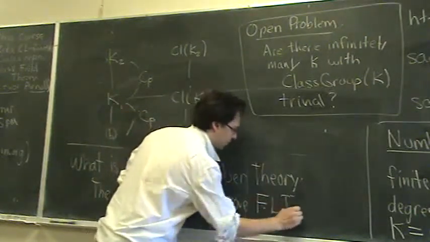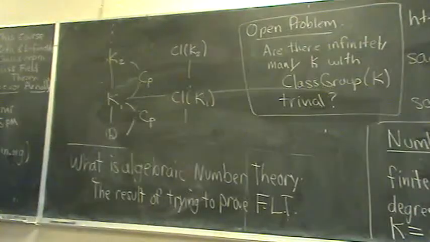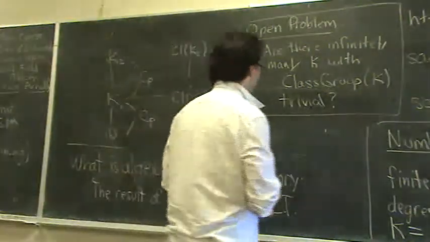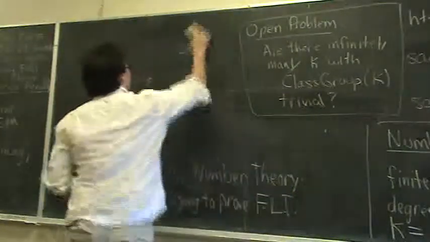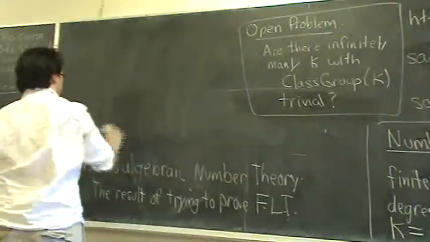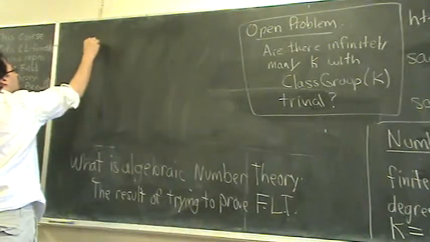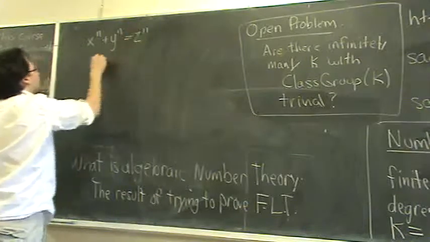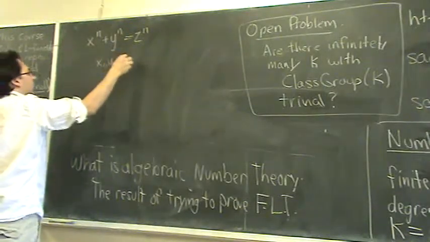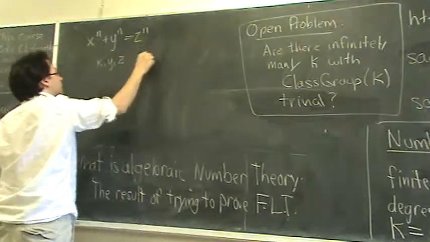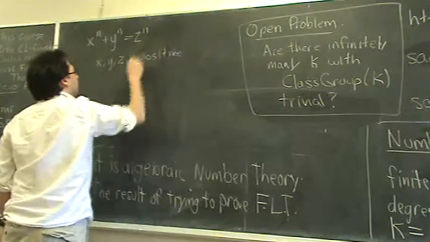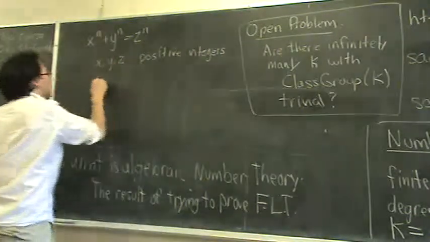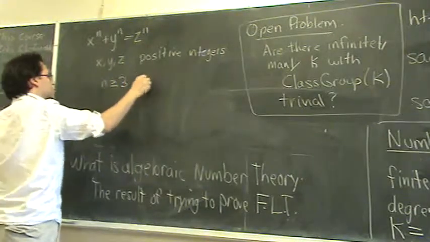So Fermat's last theorem, probably most of you know what it is, because it's perhaps the most famous thing in mathematics, or at least it used to be. But it's the following statement. Consider the equation x to the n plus y to the n equals z to the n, where x, y, z are all positive integers, and n greater than or equal to 3 is an integer.